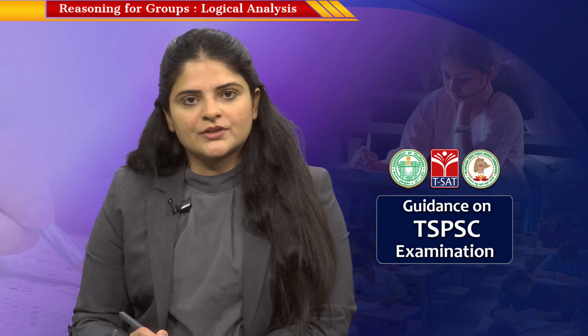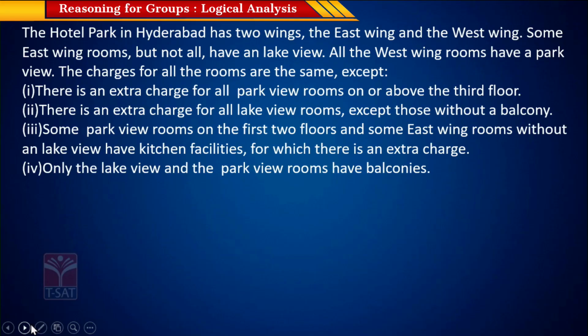Let's look at the next question now. Here we are given fresh information. So we have Hotel Park in Hyderabad, which has 2 wings, the east wing and the west wing. Some rooms in the east wing, but not all, have a lake view. Okay, so we have 2 types of this thing, east and west. Some rooms in the east wing have a lake view. So it can have a lake view or it can have no lake view.